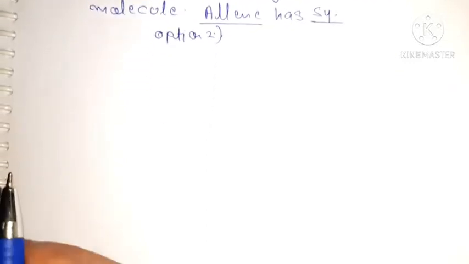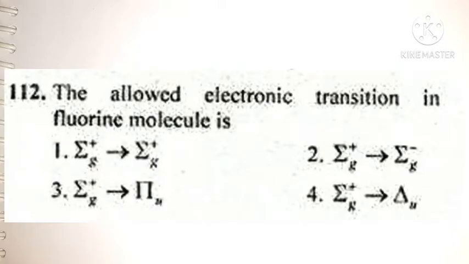Now we move towards our next question, and see, it says the allowed electronic transition in the fluorine molecule is, and we have 4 options. So out of these options, you must find which transitions are allowed in your fluorine molecule. This question is coming for 4 marks. So let's do the solution of this question.